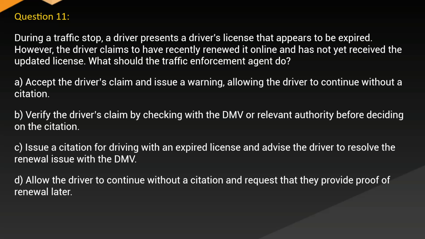A. Accept the driver's claim and issue a warning, allowing the driver to continue without a citation. B. Verify the driver's claim by checking with the DMV or relevant authority before deciding on the citation. C. Issue a citation for driving with an expired license and advise the driver to resolve the renewal issue with the DMV. D. Allow the driver to continue without a citation and request that they provide proof of renewal later.